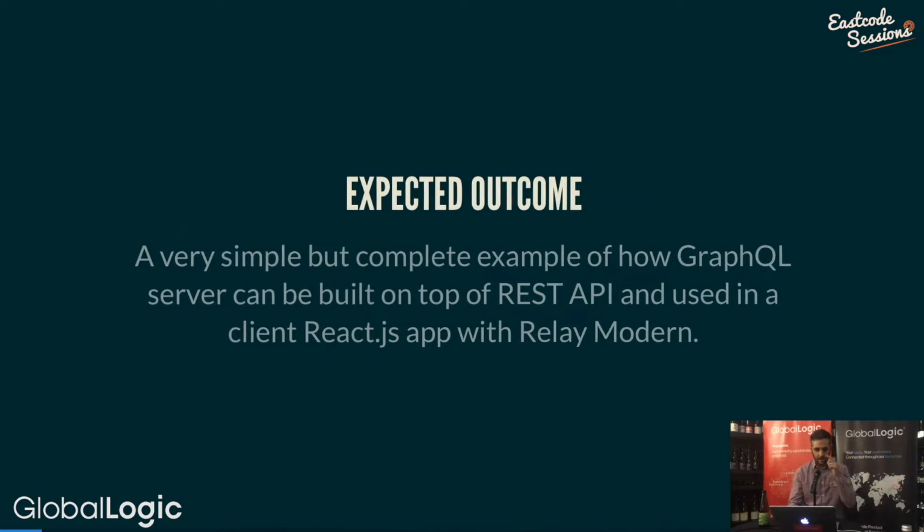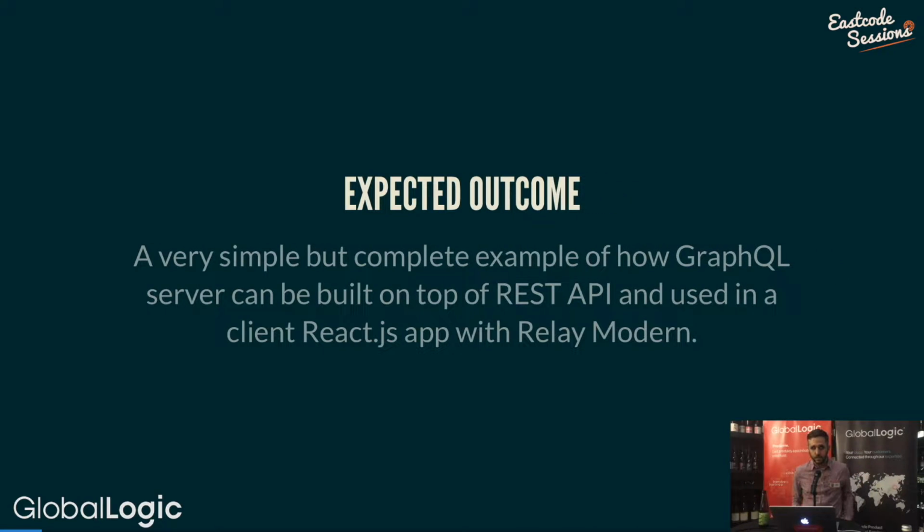What you can expect is to have a very simple but complete example of how GraphQL could work and be built on top of a REST API server and used in a client, for example, a React.js app with Relay modeling. So this is what I have built. I have repos where you can just take a look at this example and you can check it out or play with it, get inspired by that and build something. It's something I built just for the purpose of this because I do have production code I could probably share, but maybe that's not the best way to show how this all works, so here we go.